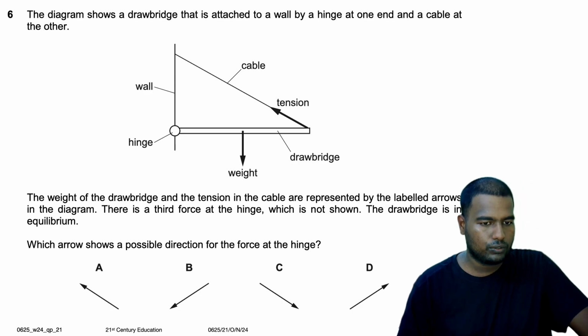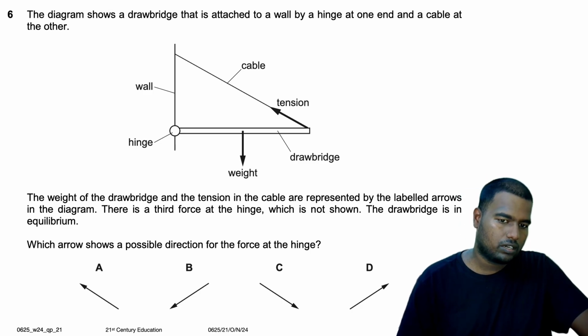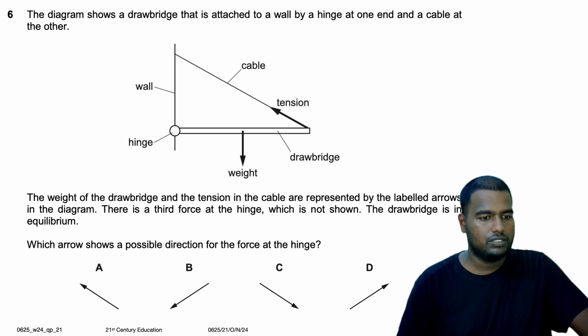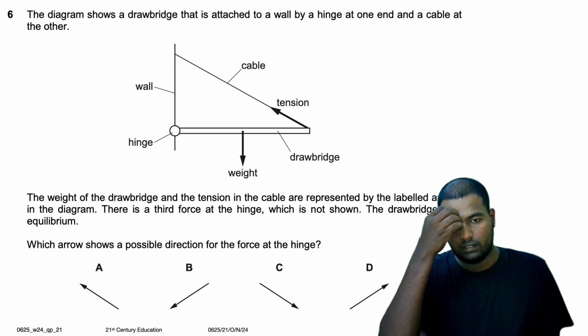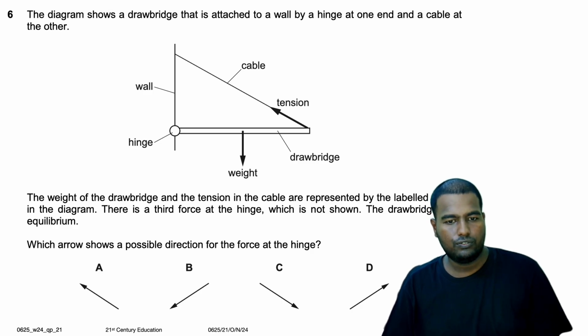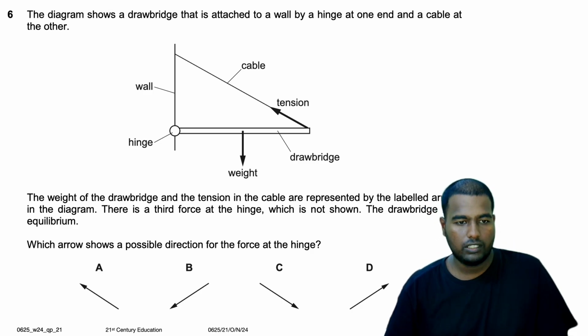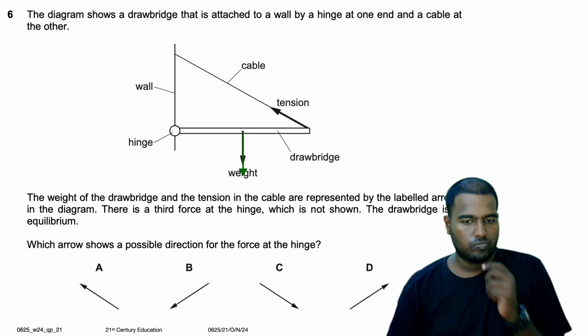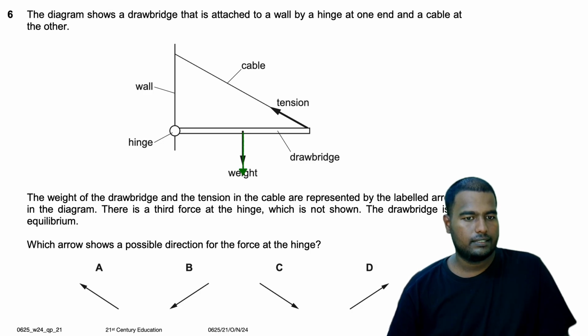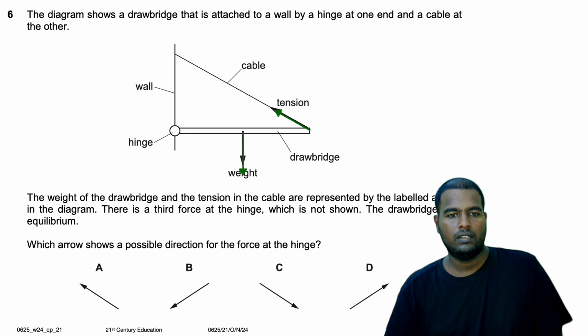There is a third force at the hinge which is not shown. The drawbridge is in equilibrium. Which arrow shows the possible direction for the force at the hinge? Okay. So now we have two forces acting. One is weight acting downward. Another one is tension going in this direction. Sorry, in this direction. Okay.